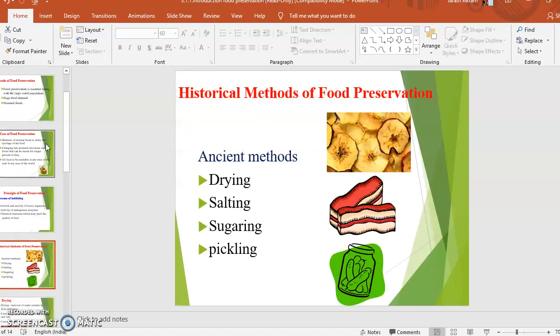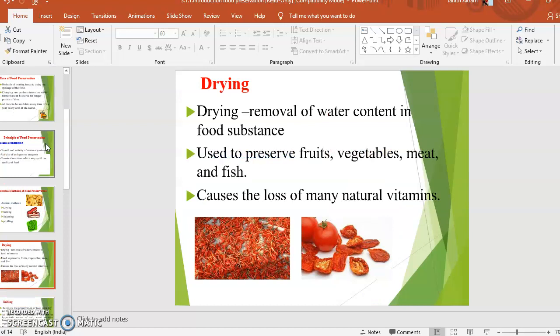Next, we are going to discuss food preservation methods. These are the ancient methods: drying, salting, sugaring and pickling. In the drying process, water content is removed from the food substance so that we can reduce microorganism growth. This method is used to preserve vegetables, fruits, meat and fish. But the limitation of this method is the loss of some natural vitamins in food.